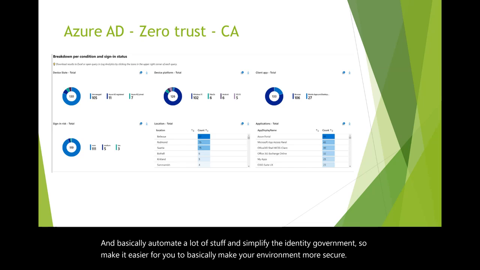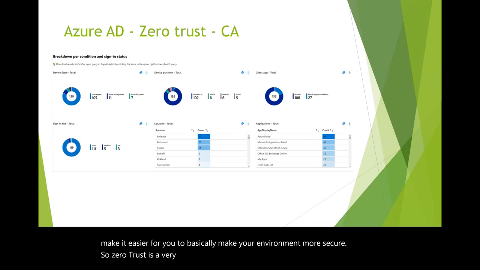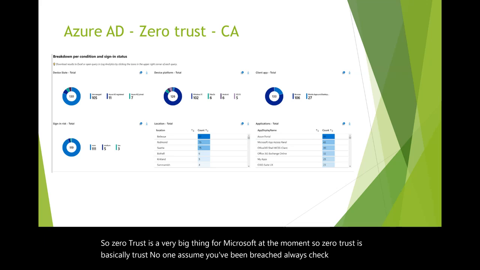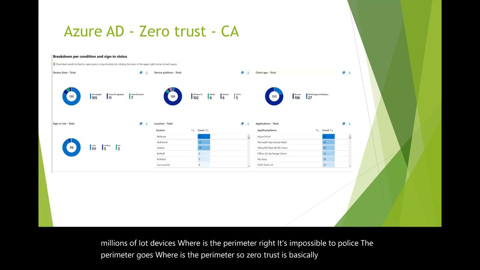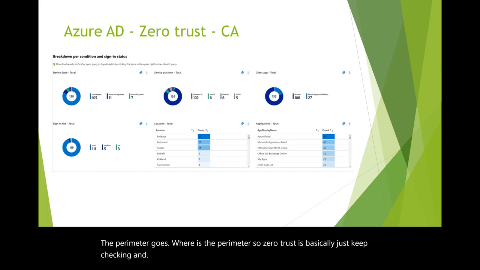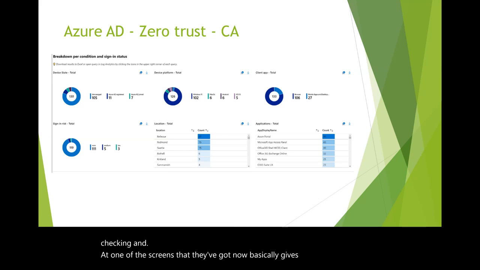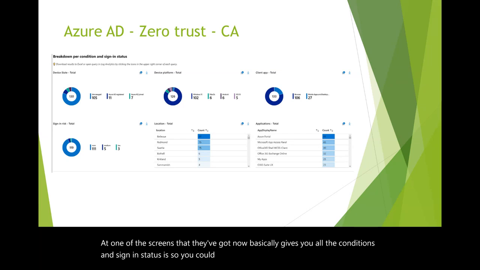So Zero Trust is a very big thing for Microsoft at the moment. Zero Trust is basically trust no one, assume you've been breached, always check. In the old days, we had a little company, you could put a firewall around it and that would be good. But now when you've got software as a service applications, you've got millions of IoT devices, where is the perimeter? It's impossible to police the perimeter. So Zero Trust is basically just keep checking. And one of the screens that they've got now gives you all the conditions and sign-in statuses, so you could check for invalid sign-ins and people hacking and all kinds of things in one screen.